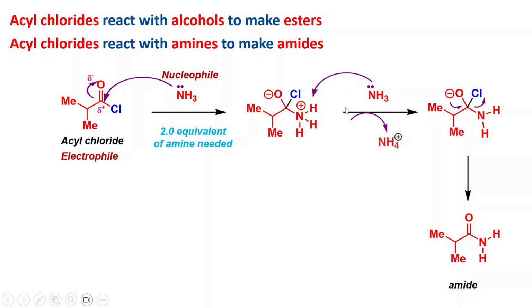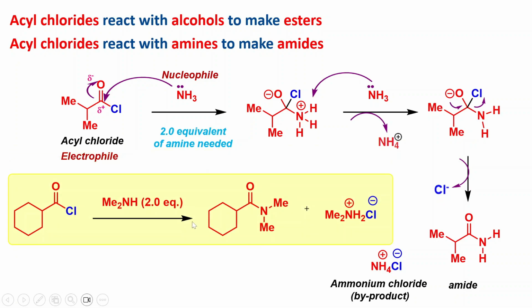Because this is taking a proton and you are generating the NH4 plus. And in this step, you are generating the Cl minus as the leaving group, right? So this is a positively charged species. This is a negatively charged species. So they can combine to form an ammonium chloride salt as the byproduct. So this will be your byproduct.